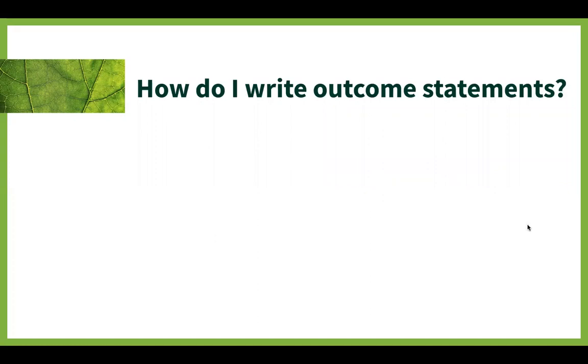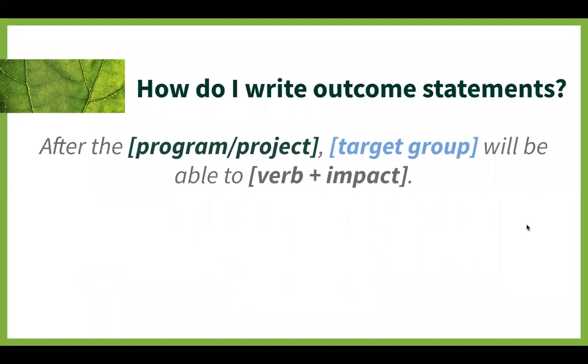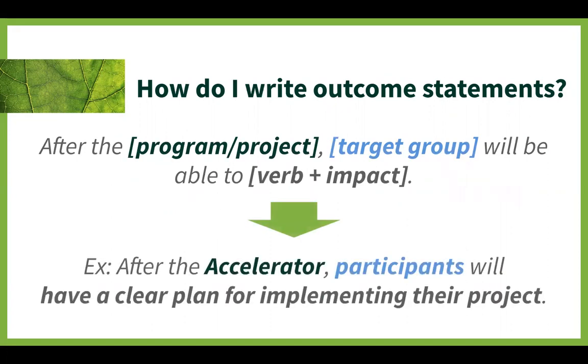Well, there are a lot of ways that you can structure an outcome statement, but here's a sentence frame to get you started. After the program or project, the target group will be able to do something. So you can insert a verb and an impact statement. So for example, after the accelerator, participants will have a clear plan for implementing their project. Let me give you some more examples using this sentence structure.